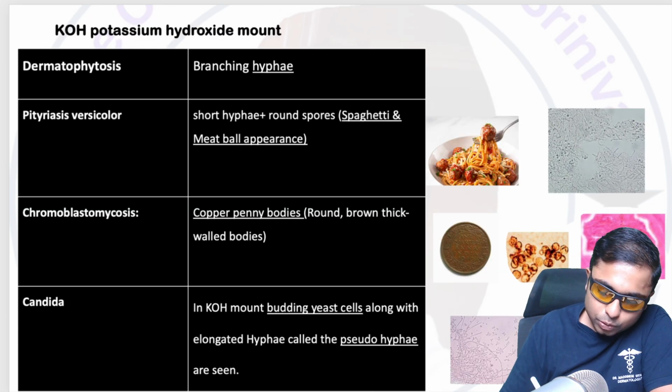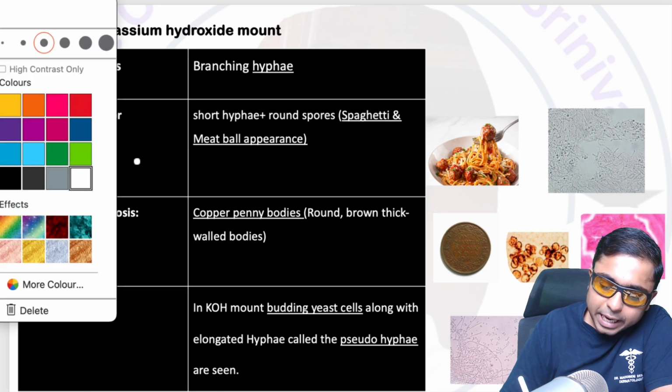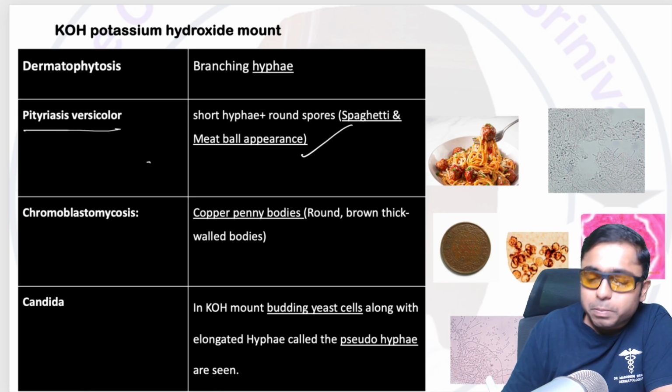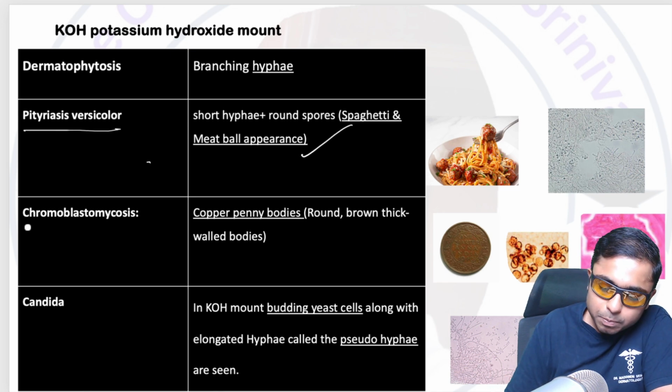Okay, so this is about the KOH mount. What are the additional points you need to know about the KOH mount? So P. versicolor is going to show one important finding called the spaghetti and meatball appearance, very important from an exam point of view.